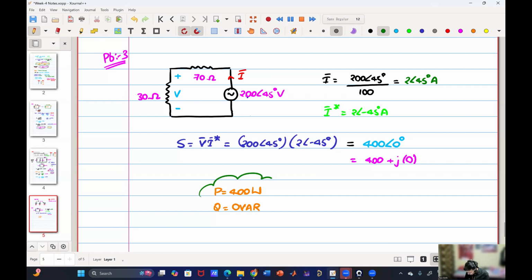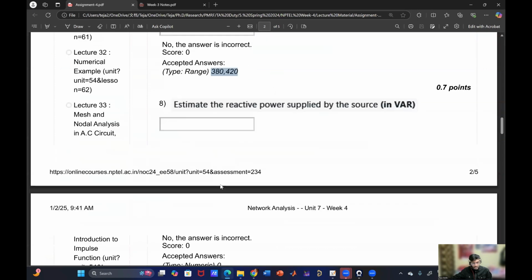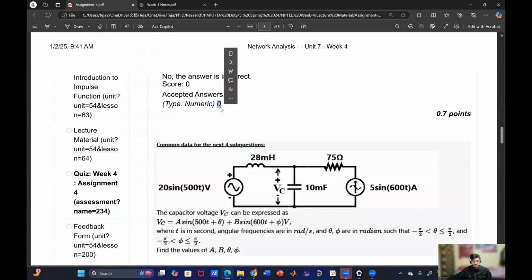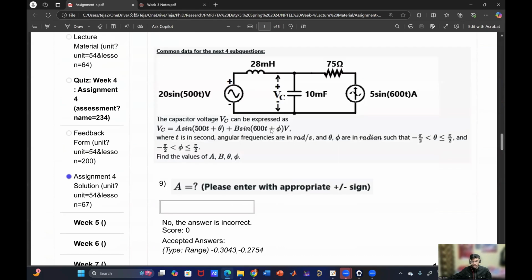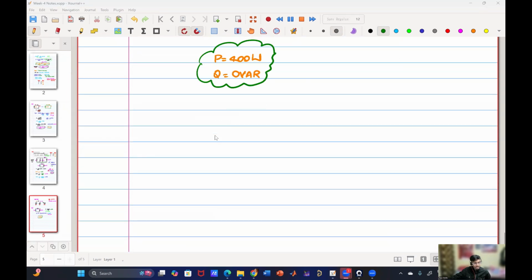So everyone got this, how to solve power problems? My active power is 400 and my reactive power is 0. Everyone got it? Any queries until this point? Before we proceed further, okay, let us solve one more problem. So let us go to a new page.